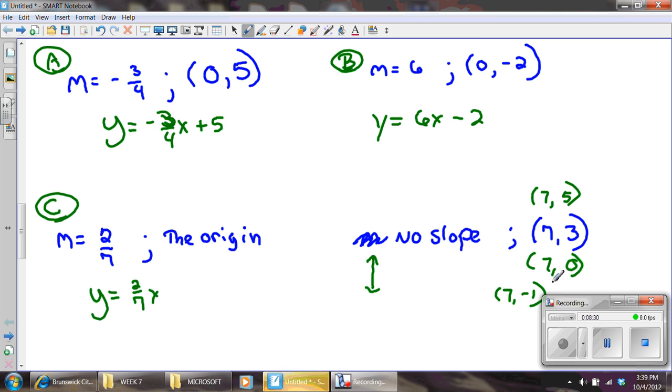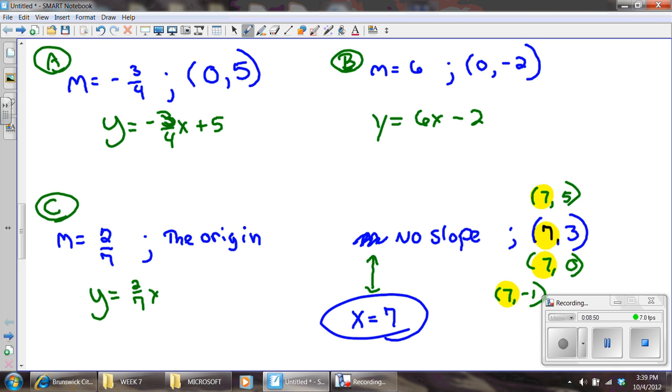What do you notice about those points I named? 7, 10, 7, 100, 7, a Google. That sounds like a good name of a band, 7 a Google. All right. They all have a 7 in them, but be more specific. What is 7? X equals 7.